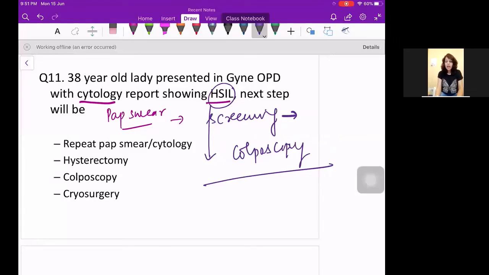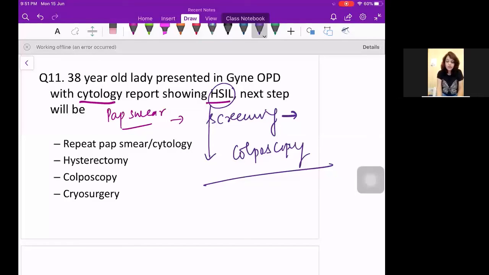Okay. And we apply 3 to 5% acetic acid, and the abnormal area appears acetowhite because the abnormal cells contain abnormal proteins which get precipitated. So it depends. Colposcopy has another advantage: simultaneously you can visualize the area where there is a suspicion of malignancy or not, and you can take the biopsy accordingly.